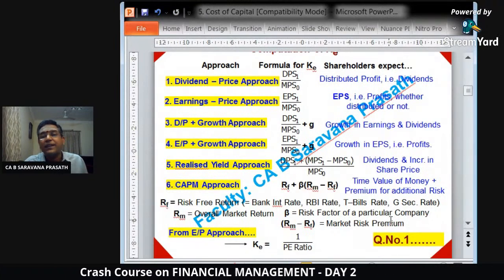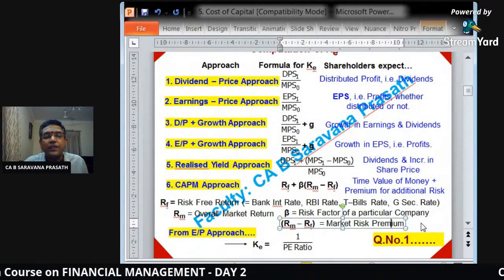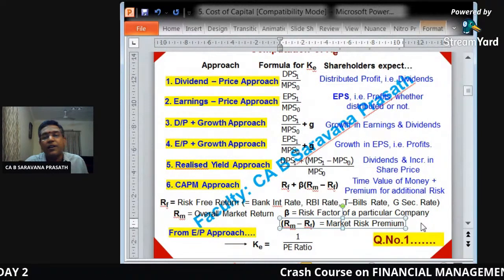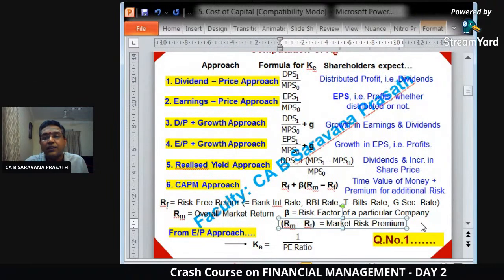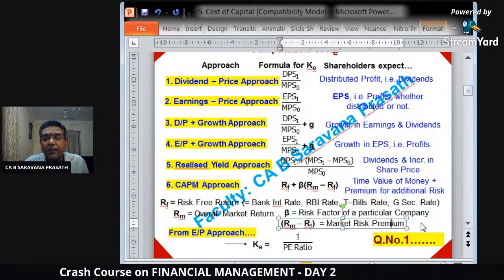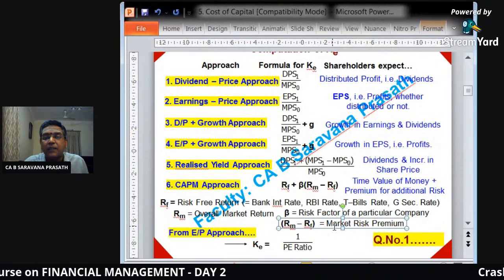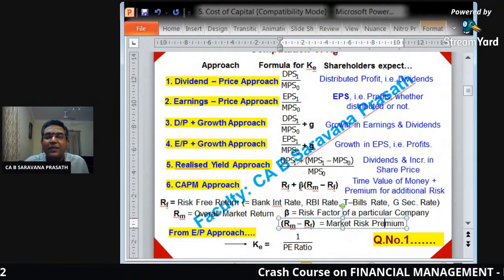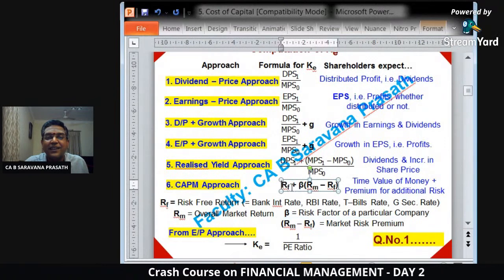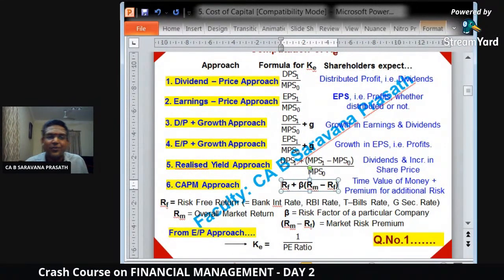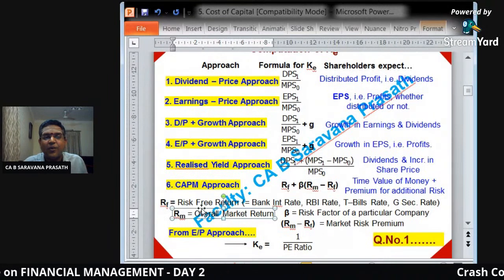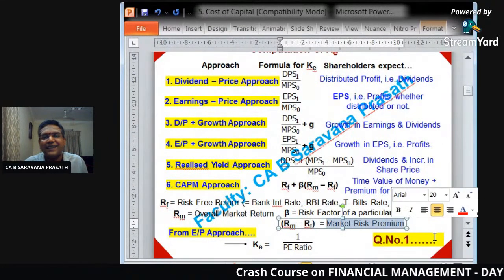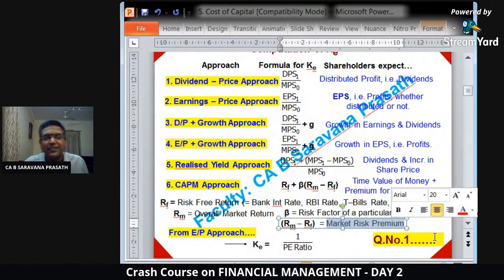Sometimes the question may say market risk premium is equivalent to 11%. Please observe, if the word is market risk premium, it is not RM, it is RM minus RF. That is only equivalent to market risk premium. So directly multiply that by beta and then add the risk-free return, you get the cost of equity. So please note the difference between overall market return RM and market risk premium, that is the excess over the risk-free return. These are the concepts.